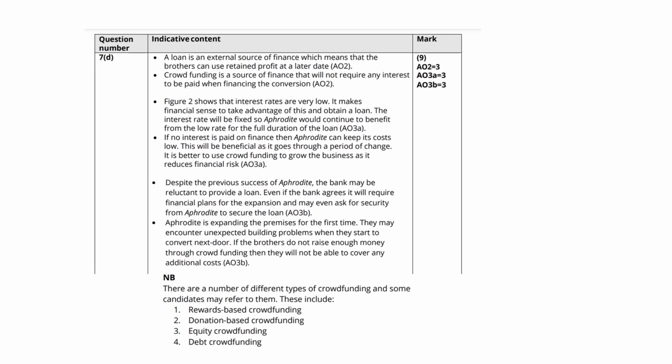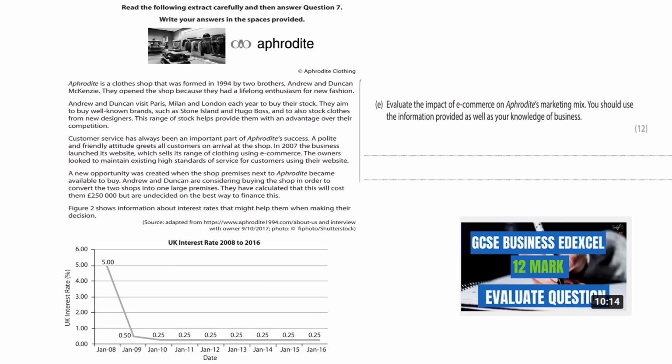And finally, the 12 marker, the big mark question of the paper. This question assesses all 4 assessment objectives. They assess you on your understanding, your analysis, your application, and evaluation. Unfortunately, some students do not get to finish the 12 marker because they run out of time. So again, that is why I did suggest that you start off with section B, followed by C, and then answer section A. Let's take a look at this 12 mark question.